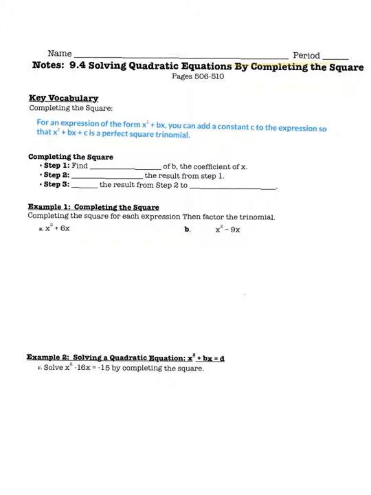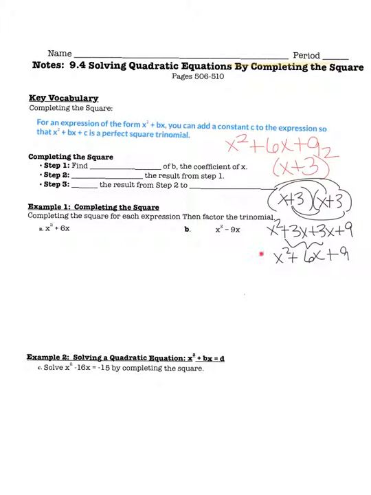Completing the square is for an expression of the form x squared plus bx, you can add a constant c to the expression so that x squared plus bx plus c is a perfect square trinomial. And if you remember what a perfect square trinomial is, it would look like this: x squared, let's say, plus 6x plus 9. You could factor this into (x plus 3) squared, because if you were to FOIL this, you would end up with your perfect square trinomial.